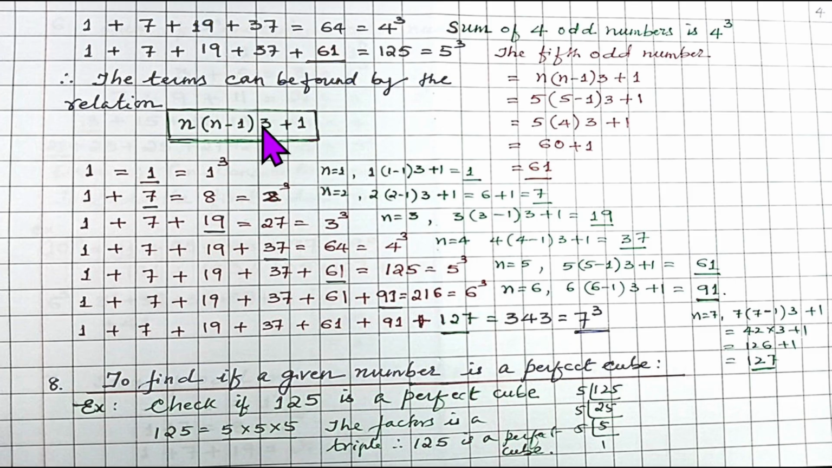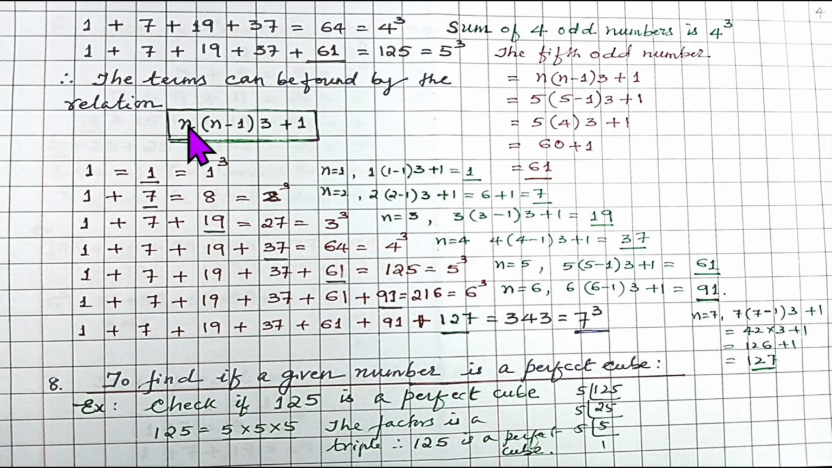Now the third odd number, put n as 3. 3 minus 1 is 2, 3 times 2 is 6, 6 times 3 is 18, plus 1, 19. Now you want the fourth, put n as 4, you get 37. You want the fifth, put n as 5, you get 61, and so on. So any number you want, just put that value of n.